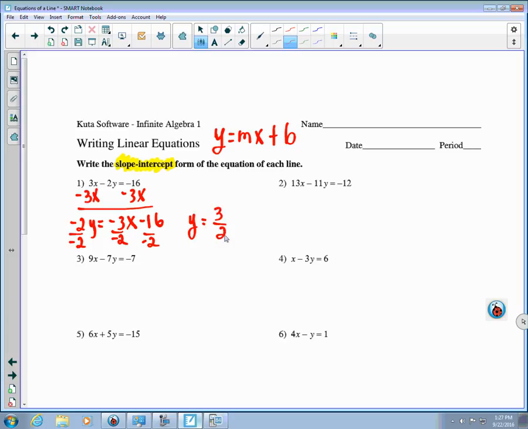3/2 x, very good, because then negative divided by a negative is a positive. And then you can leave it as a fraction, right? We don't have to change it to a decimal or anything like that. And negative 16 divided by negative 2? Plus 8. And negative divided by negative, it's a positive.